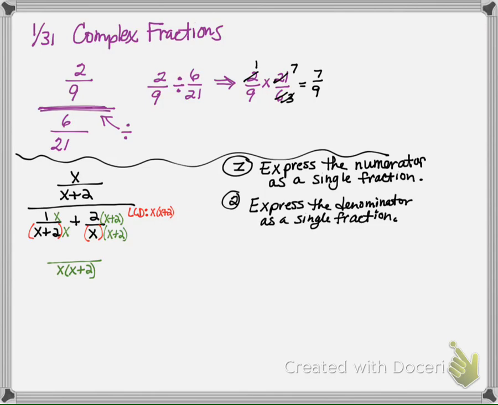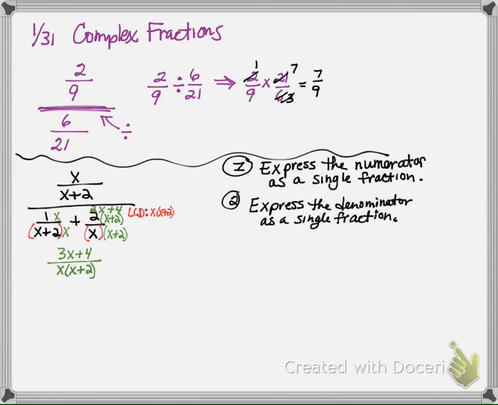One times x is just 1x, right? Let's distribute the 2 times x plus 2: 2x plus 4. Combine some like terms. I have 1x plus 2x plus 4, so 3x plus 4. So now I have expressed my denominator as a single fraction. So step 2 is done.